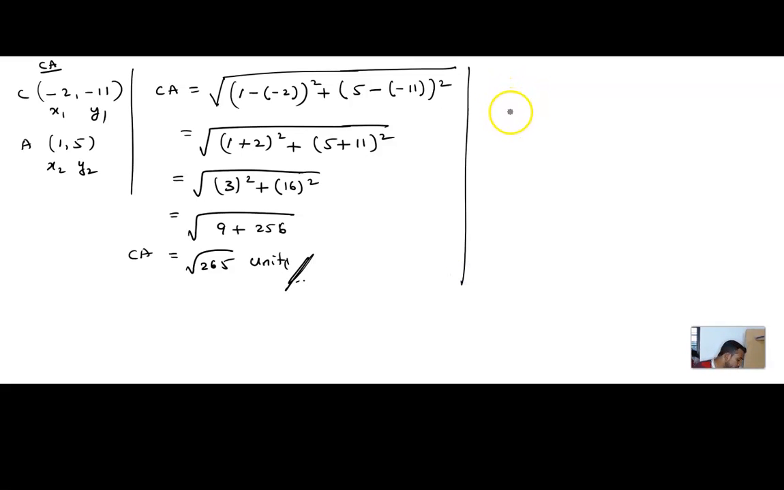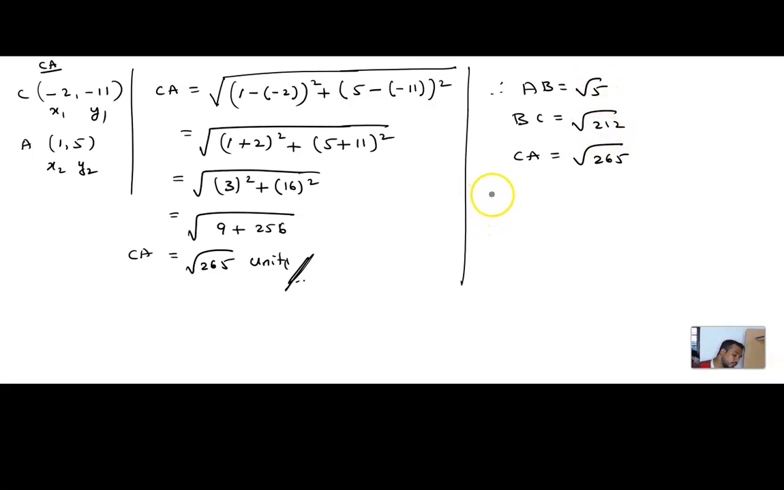But here, what is AB? What answer did we get for AB? Distance between A and B, that is root 5. What is BC? We got root 212. And what is CA? We got root 265. You can see all these are unlike surds, which means we cannot add AB and BC, because they are not like surds.